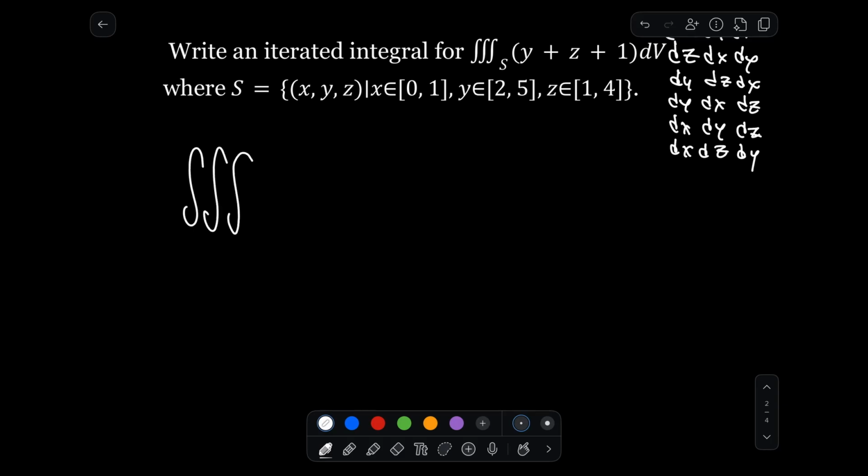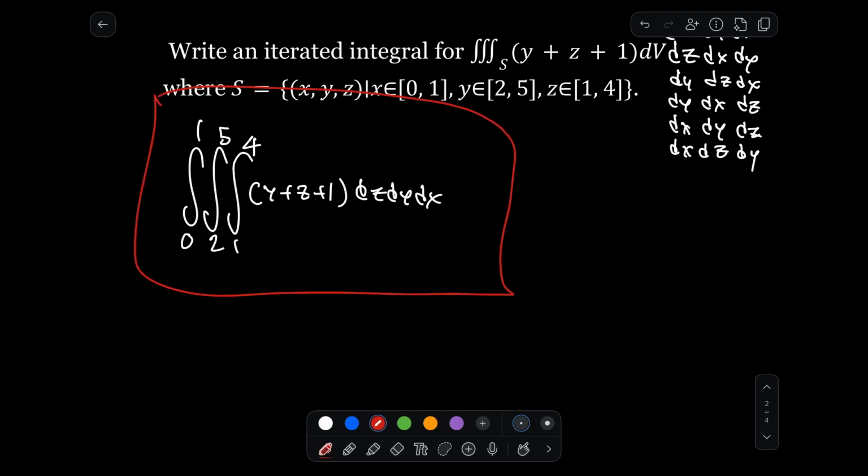But jumping back into our actual problem, it's just a standard triple integral that we're working on. That would be the integral from 2 to 5, from 0 to 1, of y plus z plus 1, dz, dy, dx. And that is our solution. Perfect.